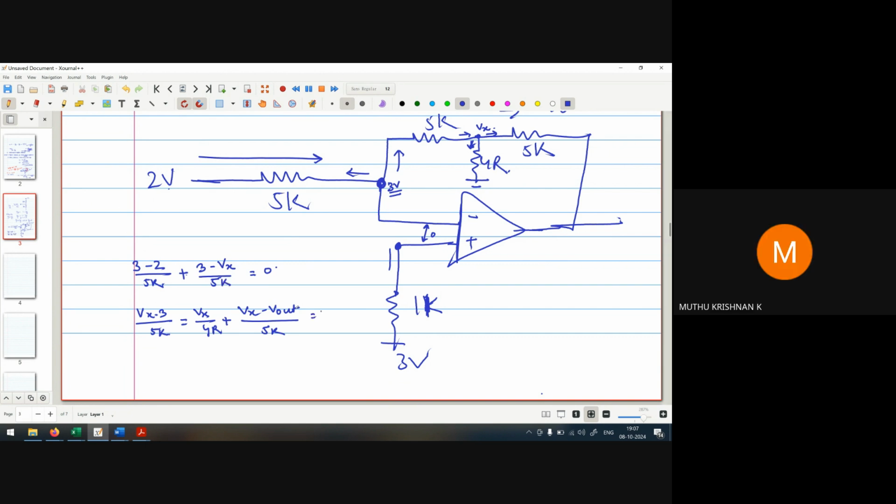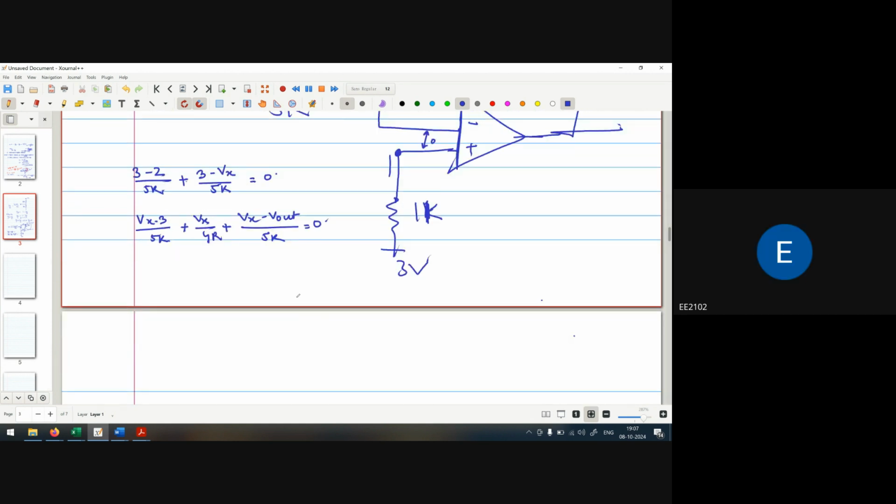Sir, here that is a plus sign, right? The Vx minus 3 by 5 plus... Wait a minute. Ah, yes. It is 3 minus Vx, not Vx minus 3, that becomes plus, equal to 0. Yes, correct.